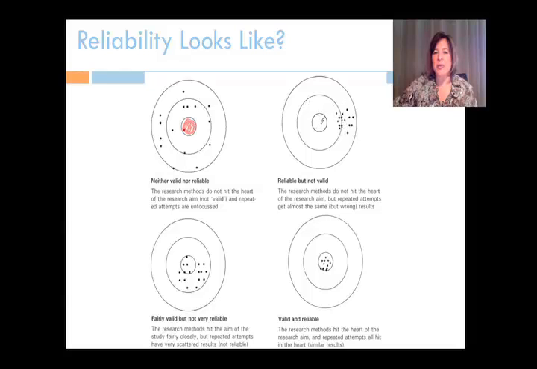This is the bullseye, this is what we're trying to measure, and all the measurements are over here, grouped together. They're reliable, but they're not in the bullseye. We're not measuring what we intend to measure. Not valid. With this one, this is basically not reliable or valid. They're all over the place. They're not all near the center. This is what you want to have for a measurement, validity and reliability. All the values are together, grouped in the same place, measuring what we think we're measuring.